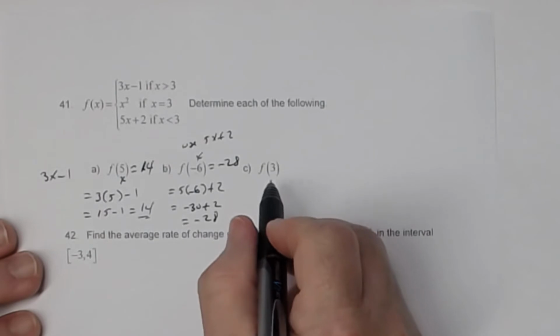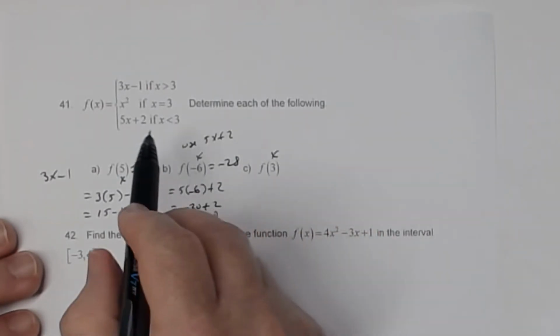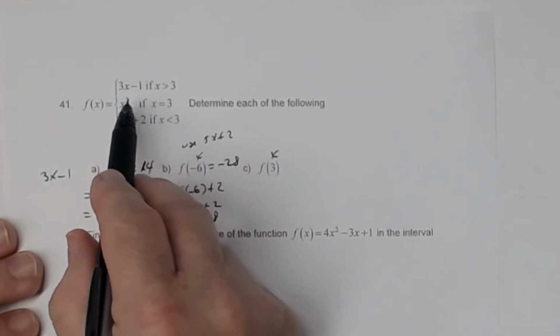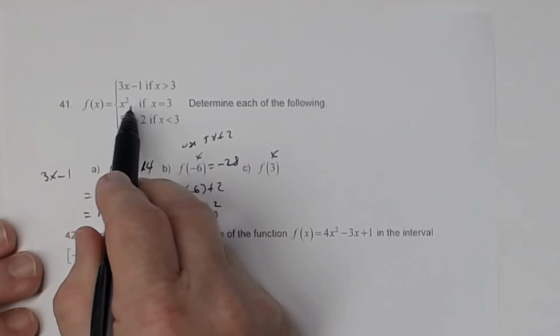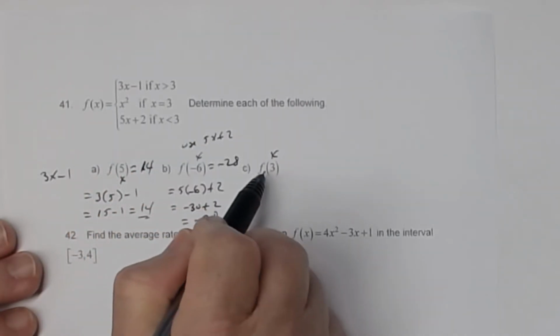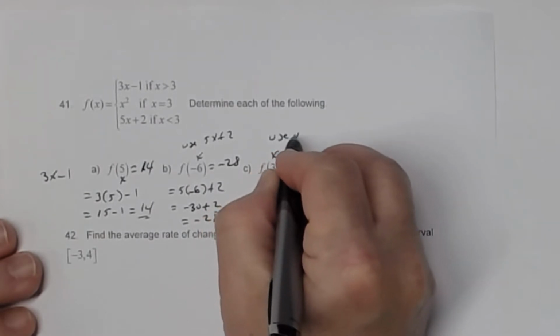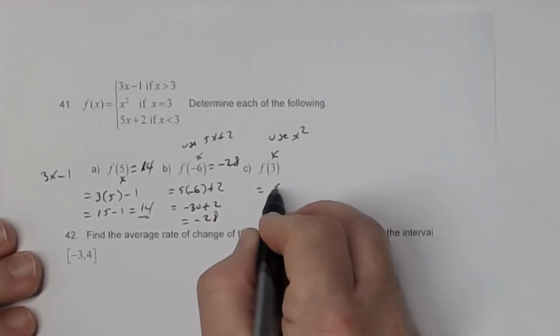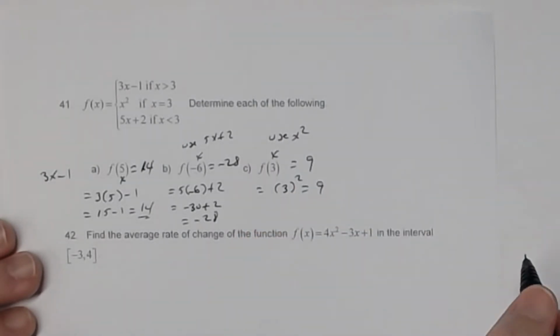And then finally, f of 3. So in this case, x is 3. Determining which one of these you're going to use is going to be this one, because that's the one that says you're going to use this if x equals 3. And x is indeed 3. So you're going to use x squared. And so if x is 3, you're going to say 3 squared, which is 9. So f of 3 equals 9.